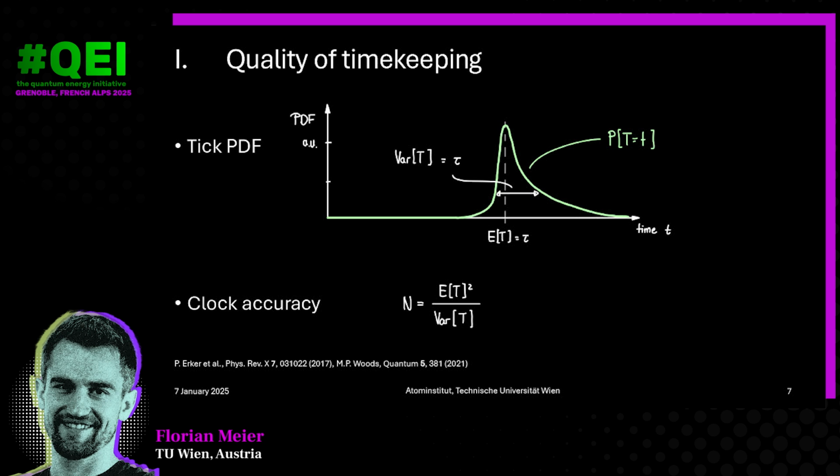It has some mean value, it has some variance, the width, and for a good clock, this distribution should be as sharp as possible. You can quantify this with the clock accuracy, which is the ratio of average squared divided by variance. And this has a particularly important meaning, which I would like you to take away from this presentation, namely that clock accuracy defined in this way tells you how many times such a clock ticks until it goes wrong by 1 tick on average, given that the tick sequence is IID. So it has a nice intuitive meaning. The larger this number, the better the clock.